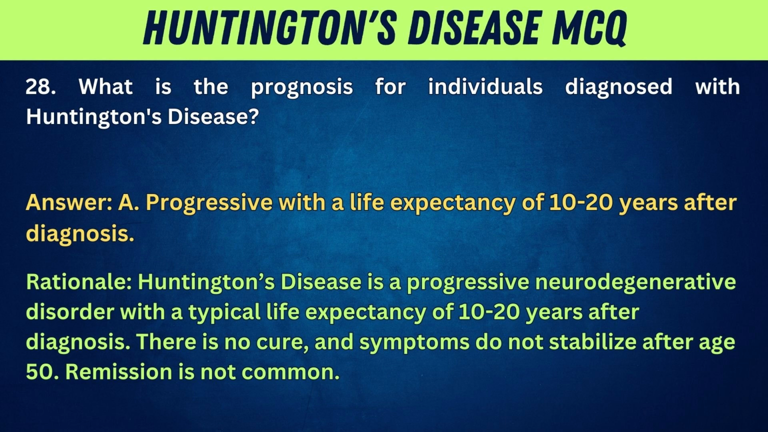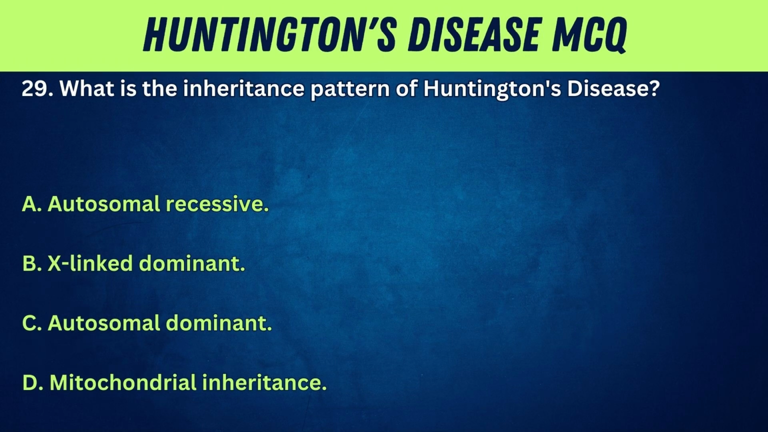Rationale: Huntington's disease is a progressive neurodegenerative disorder with a typical life expectancy of 10 to 20 years after diagnosis. There is no cure, and symptoms do not stabilize after age 50. Remission is not common. 29. What is the inheritance pattern of Huntington's disease? A. Autosomal recessive. B. X-linked dominant. C. Autosomal dominant. D. Mitochondrial inheritance.